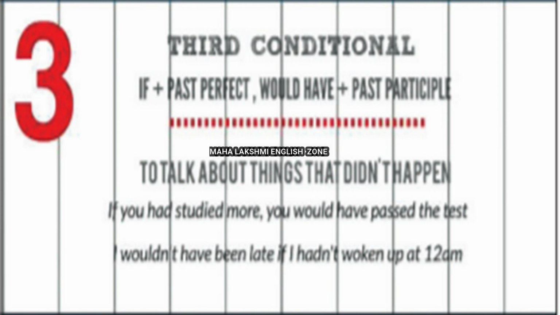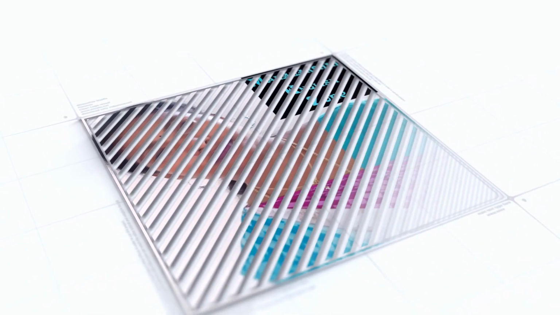Here the main class takes the form as would plus have plus verb. So the if class will automatically be the past participle only. So, I hadn't woken. So hadn't woken is the past participle form of wake. Wake, woke, woken. So it takes the third form of the verb.